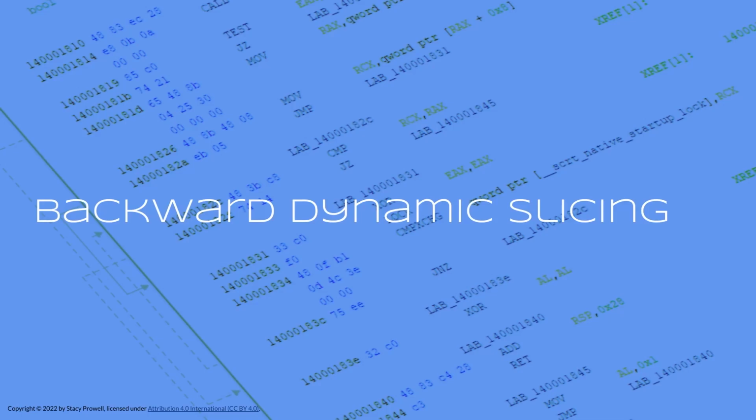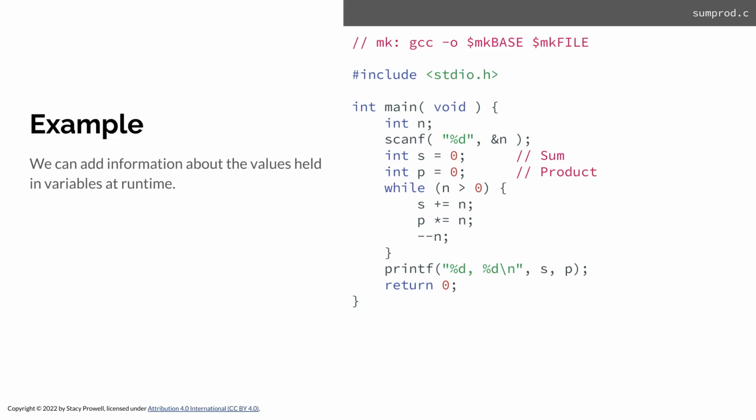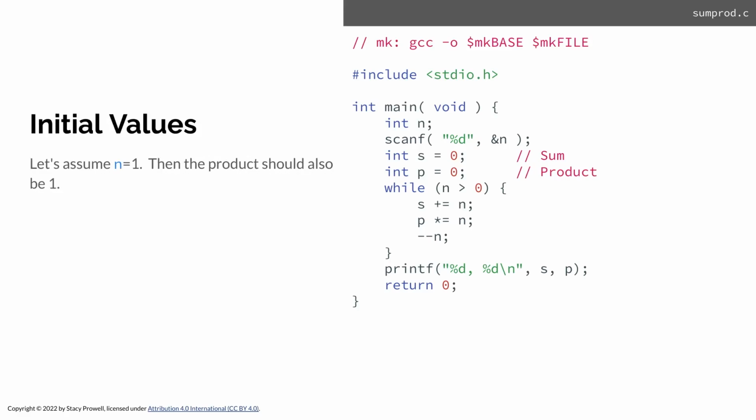Let's talk about backward dynamic slicing. So again, static slicing doesn't reference the contents of variables. Dynamic slicing, we will. What does that look like? Well, we're going to add some information to the set of things we know, and then use that in order to do some slicing. And the thing we're going to add is we're going to say, I know the result of the scanf. The scanf is going to assign N the value 1.